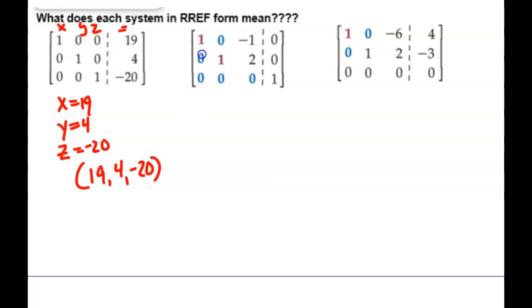The second one, be careful, what does the second one say? 1x, this is X, Y, Z, minus a Z equals 0. What does the second line say?